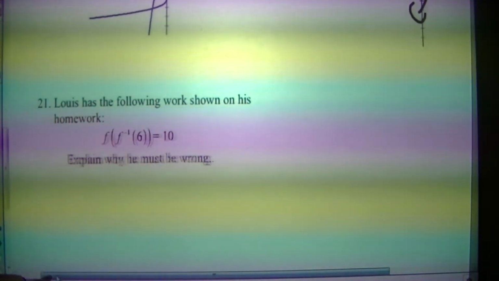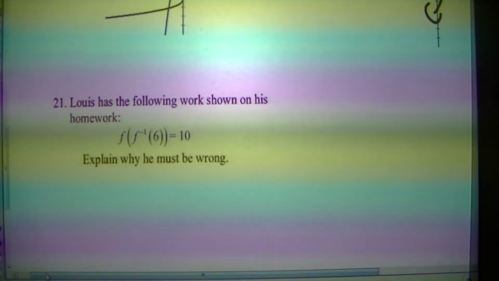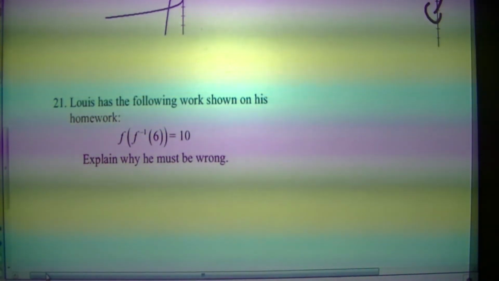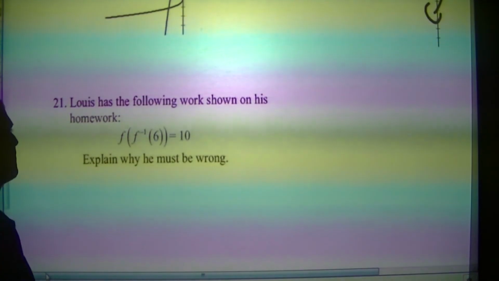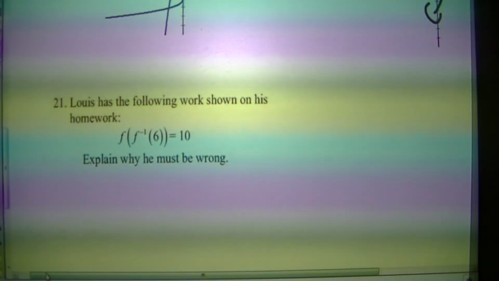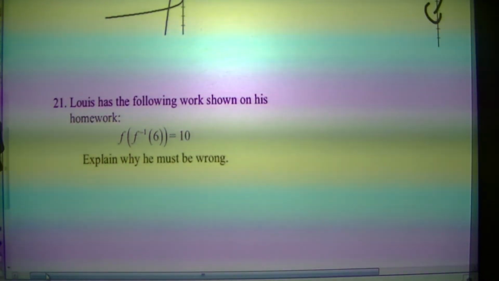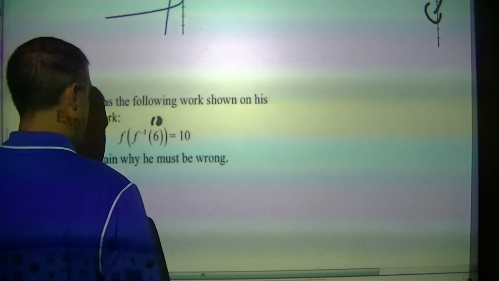Lewis has the following work on his homework. f inverse of 6 equals 10. Explain why he must be wrong, because it should equal the same thing. It should be 10. I think that's it for that page.